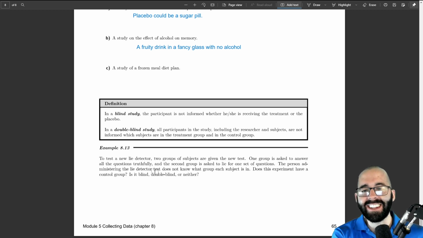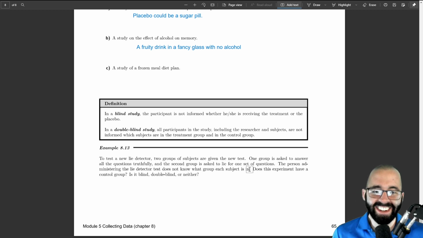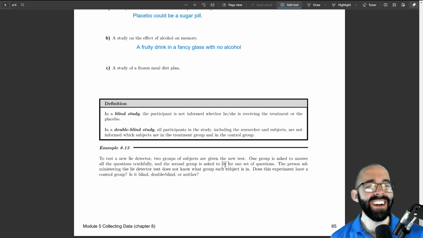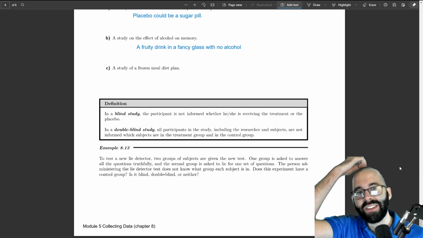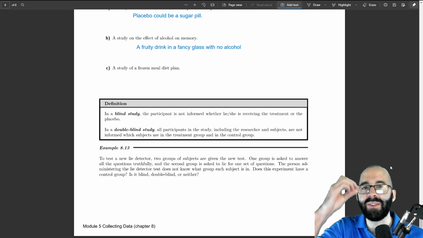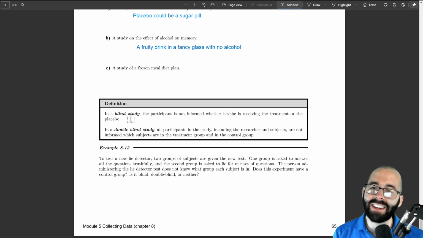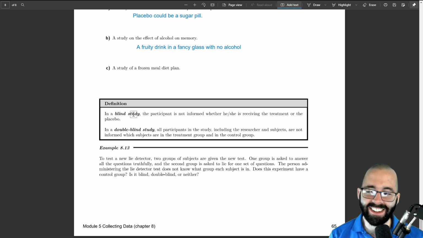So the person administering the test does not know its group. That makes you think double blind. But the person does know. Like you can't not know whether you're lying or not. So I think the problem wants you to say it's a double blind study, but it's really just the researcher doesn't know. I hope this isn't super confusing, even though these examples are a little silly. Just go back to the definition and feel free to ask me about any of this nonsense.